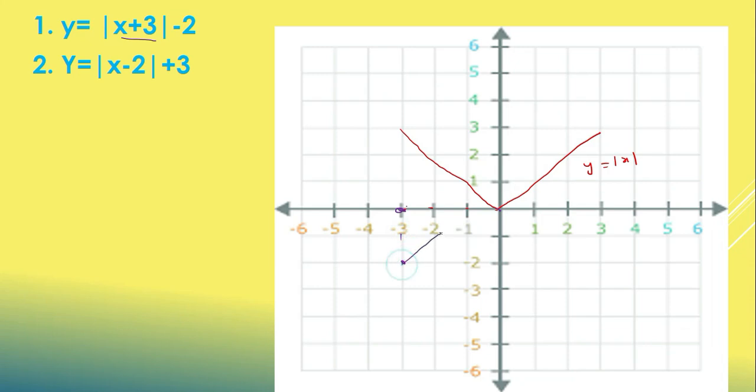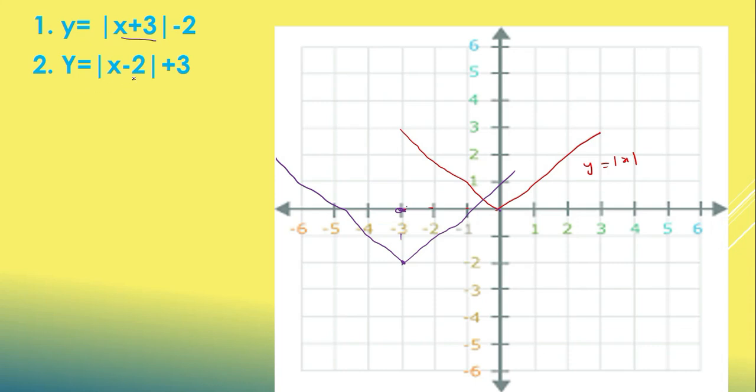The same v, isn't it? Going this way and going this way. Roughly you can guess the graphs. You don't need to exactly give x values and y values, isn't it? Similarly, you try the second graph.